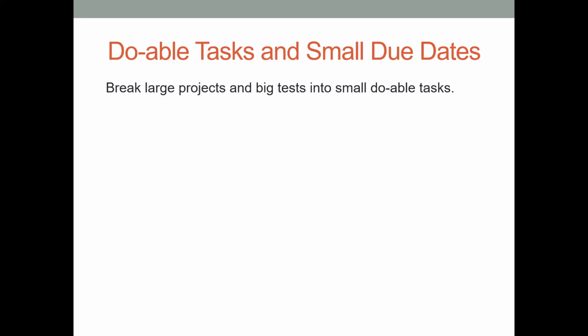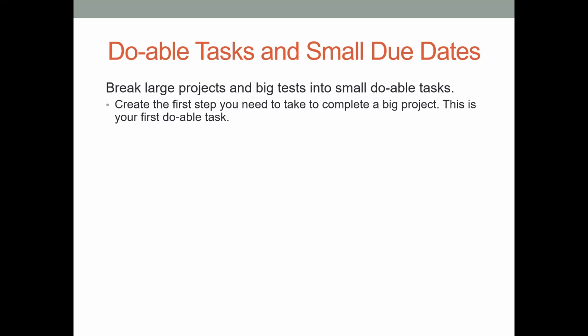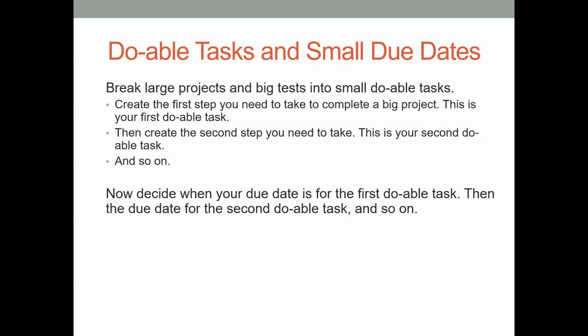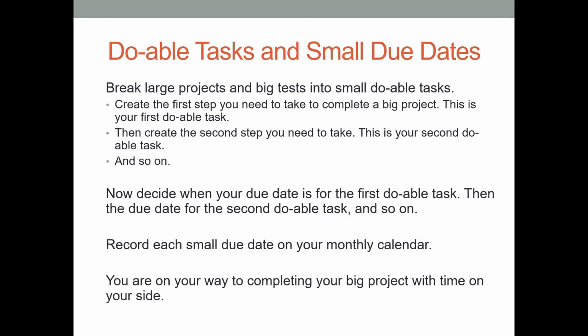It works the same way when you need to study for a big test. Break the studying down into small, bite-sized, doable tasks. For each bite-sized, doable task, you will create your very own due date. Now record all these small due dates on your monthly calendar. You are on your way to completing a big project with time on your side. If you do this online, use your digital calendar to create small, doable tasks and due dates.